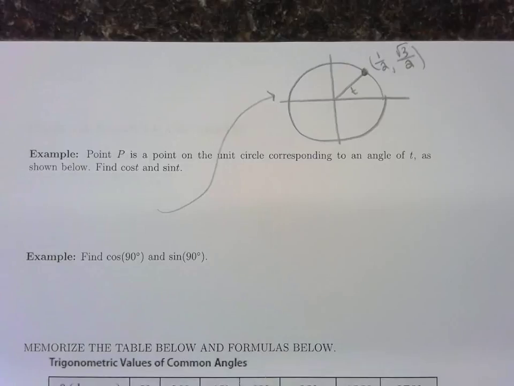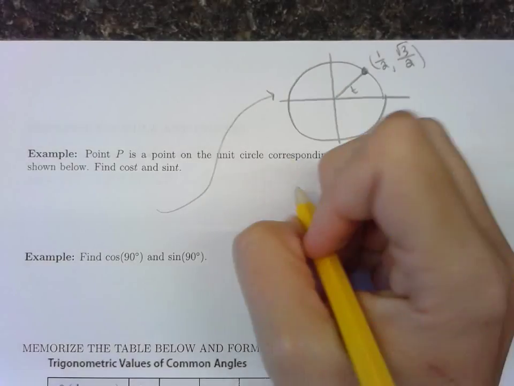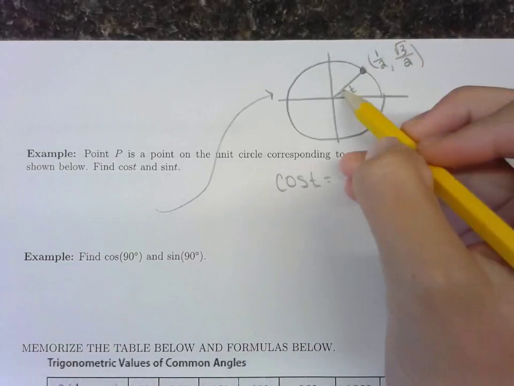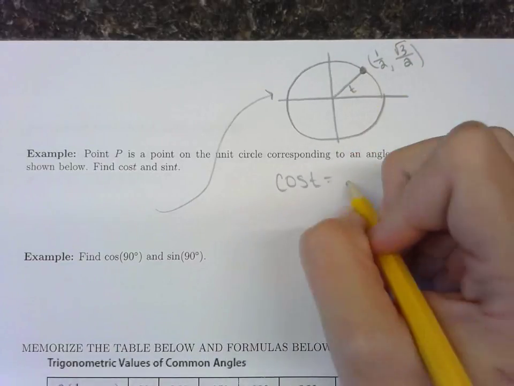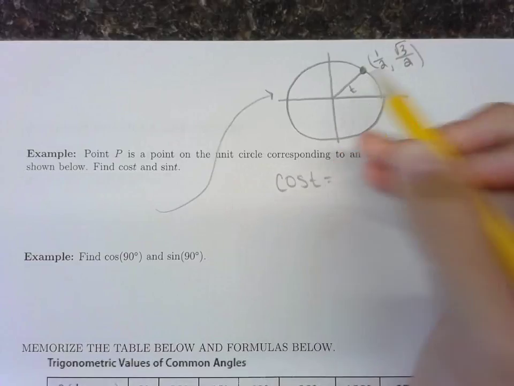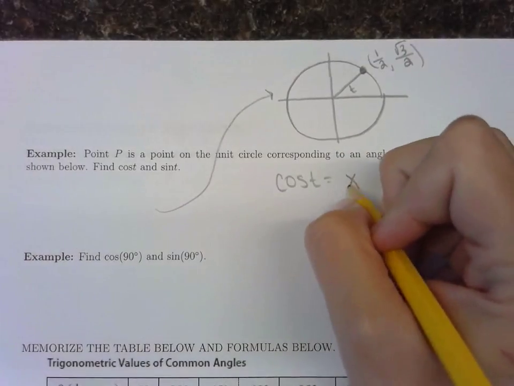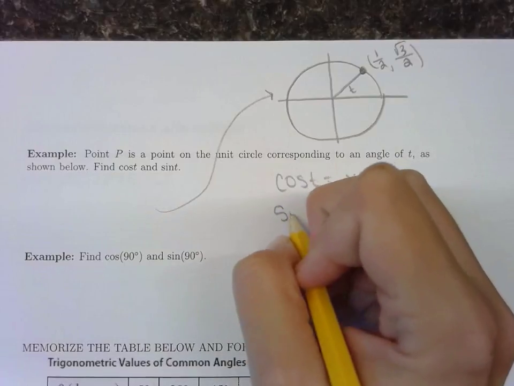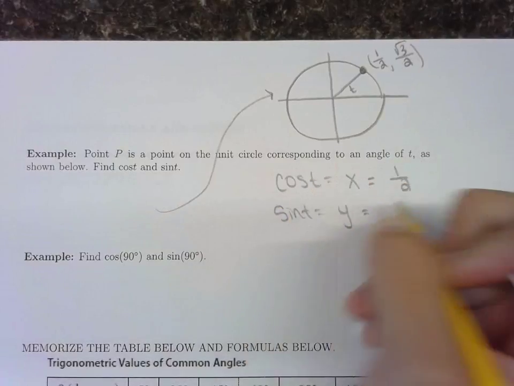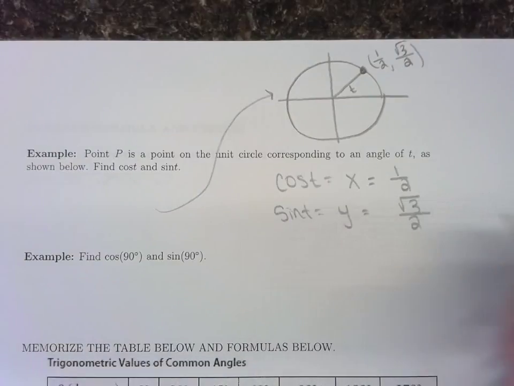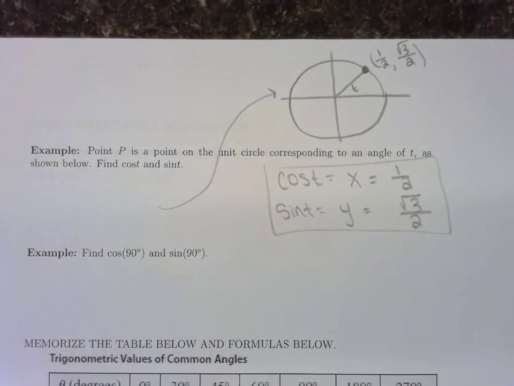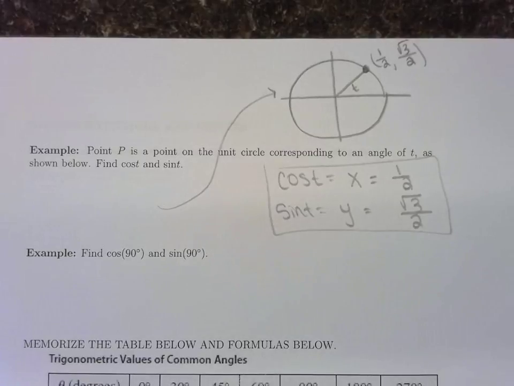Coming down here, cosine T, remember, is just the X of our coordinate that corresponds to this angle. So cosine T is the X value, which you can see is 1/2. Sine T is the Y value, which you can see is square root of 3 over 2. So once you have defined an angle and you have the point, that's just going to be cosine T, sine T as XY.